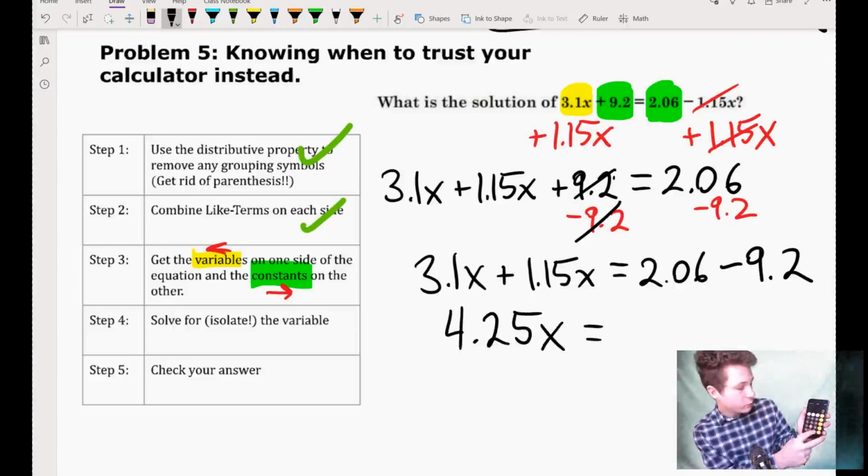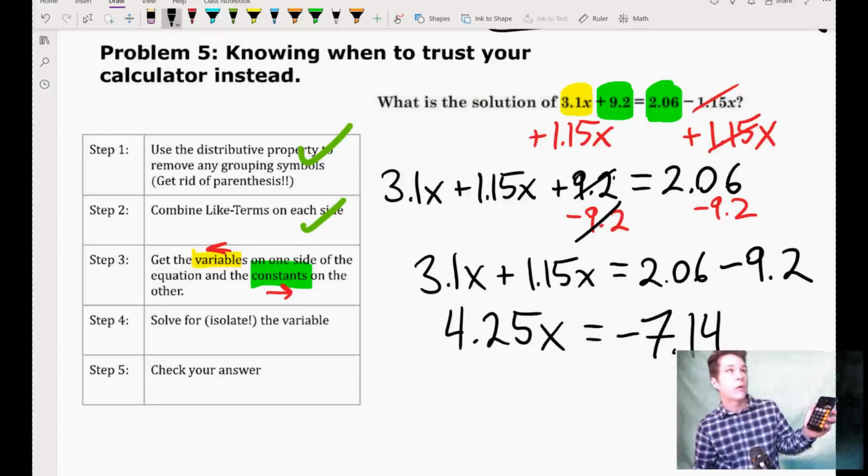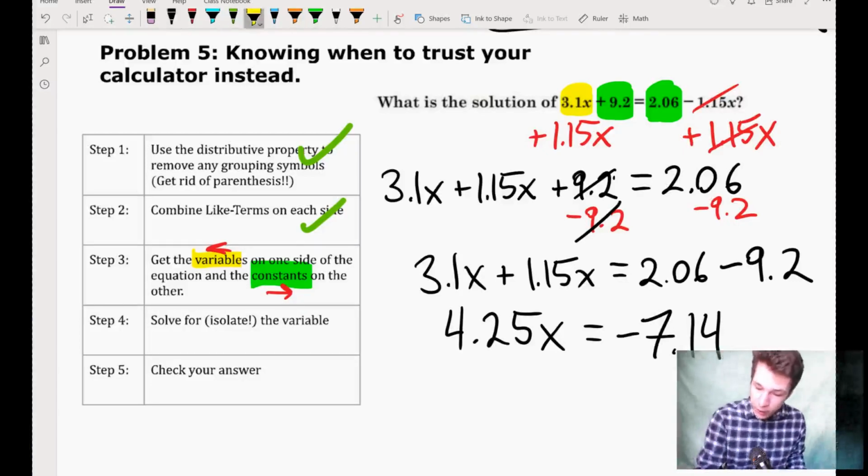I can take 2.06 minus 9.2, and we get negative 7.14. Okay, we are very close. In fact, we are upon step number 4. Let's go ahead and isolate that variable x.